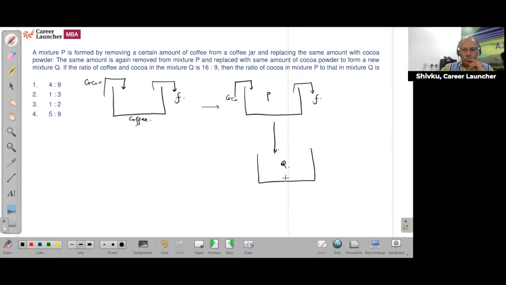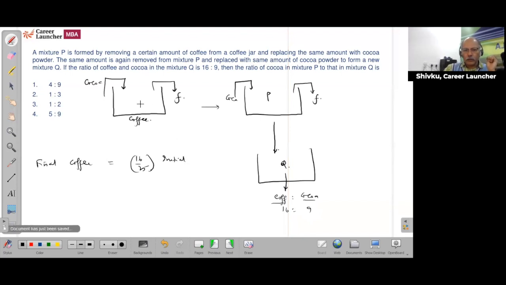Now it says the ratio of coffee to cocoa in mixture Q is 16. So coffee to cocoa is 16 is to 9. Or we can say the final coffee content is 16 by 25 times the initial coffee content. Right? Whatever is the volume of the jar, that is the initial coffee content. Right?